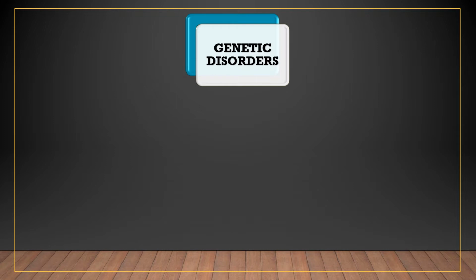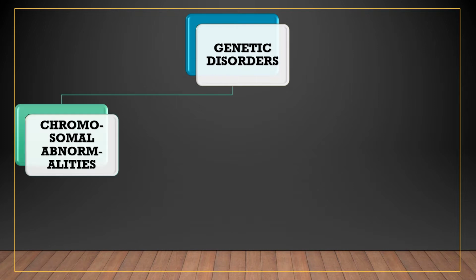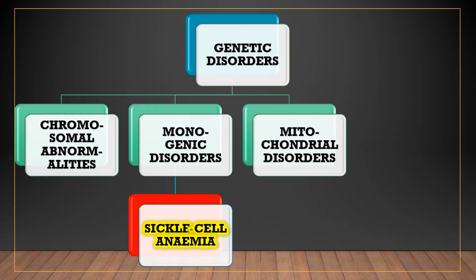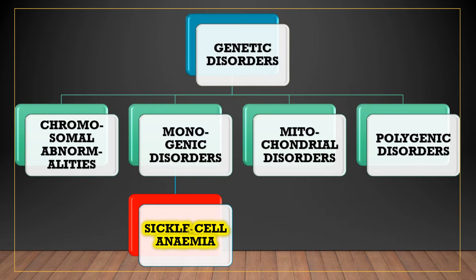Now, genetic disorders are classified into four different types. Chromosomal abnormalities, when there's a problem with the chromosome or chromosomes are abnormal, extra or less. Then we have monogenic disorders where there is a problem with a single gene mutation. We have mitochondrial disorders, and finally we have polygenic disorders. Here we will be only studying about the monogenic disorder called sickle cell anemia.